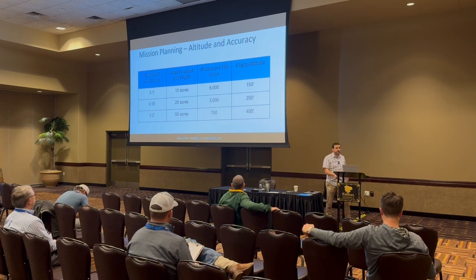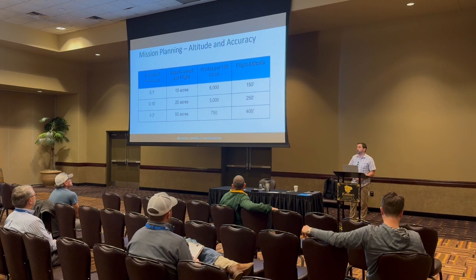You want a tenth of a foot of accuracy? Fly at about 150 feet above ground. Or if you're okay with two-tenths of a foot accuracy, which by the way, if all you're doing is 1 foot contours or topo over a 300-acre site or something like that, you'd better be flying at 400 feet.